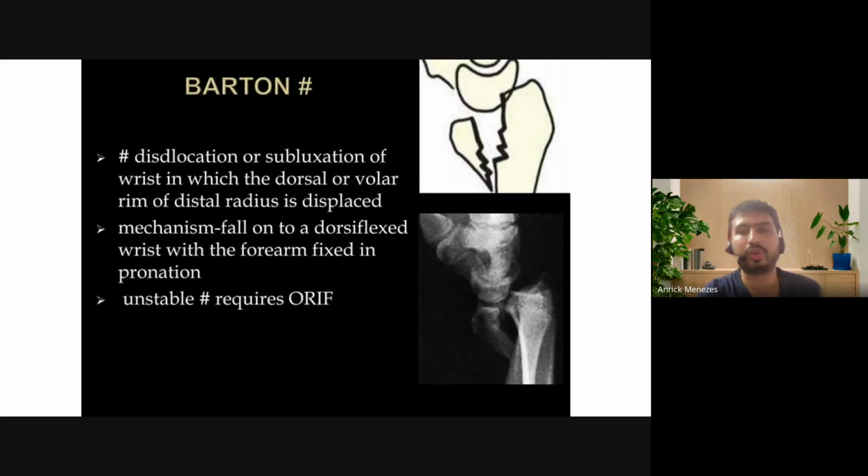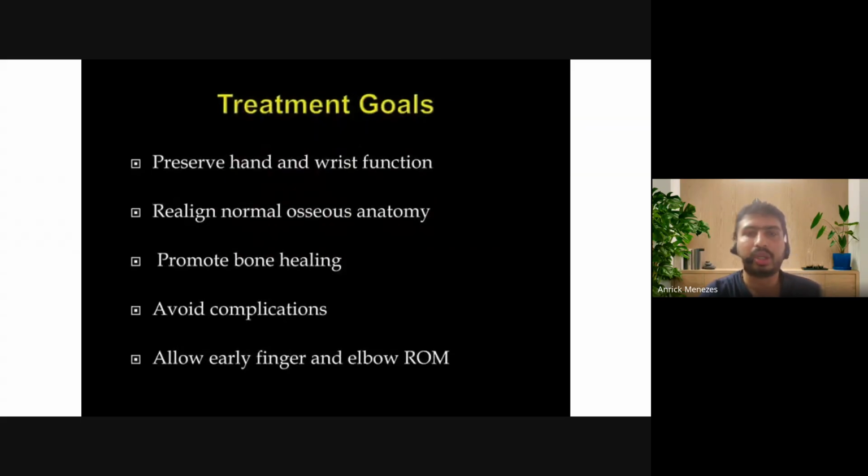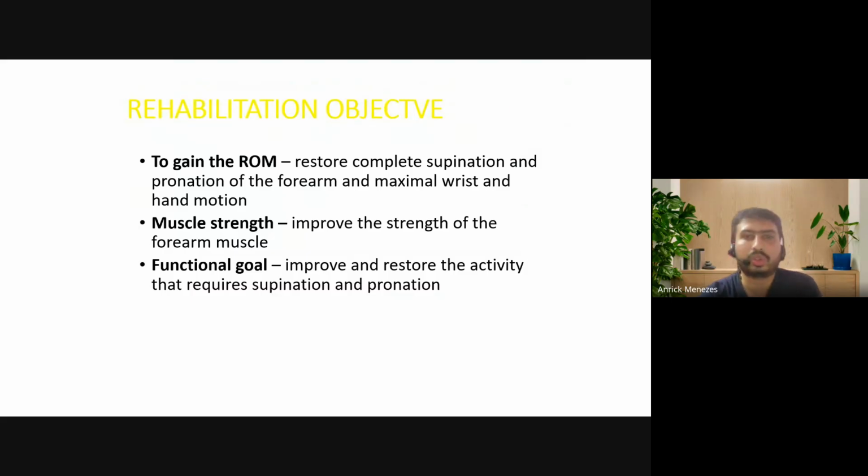Not just focusing on the mobility, we also need to focus on stability, because over a period of time, if stability doesn't come, fracture recurrence can occur. That is why it's very important. Goals: preserve hand and wrist function. Already I told you, realignment of normal osseous anatomy, promote bone healing, allow early finger and elbow range of motion. So we have to gain range of motion, and I already told you it has to be in the SMART goal format.